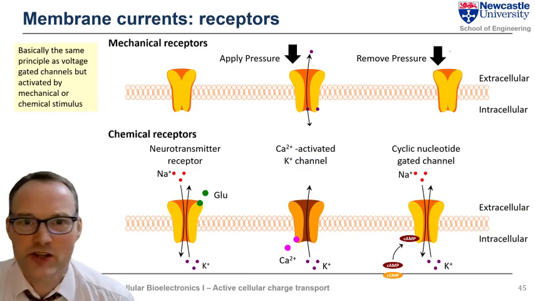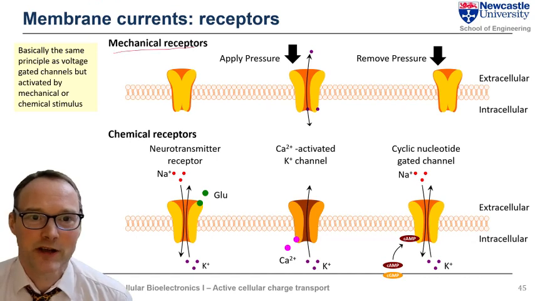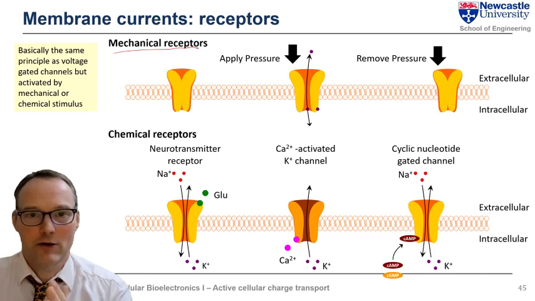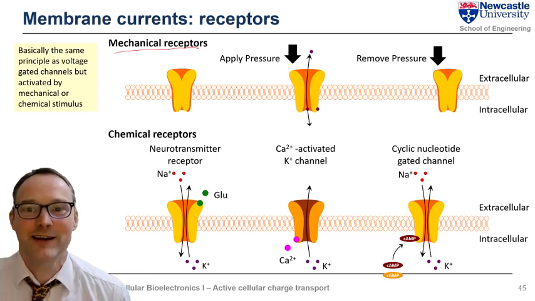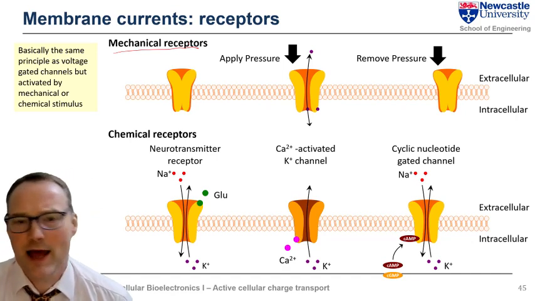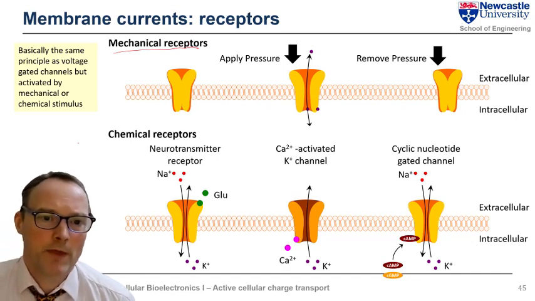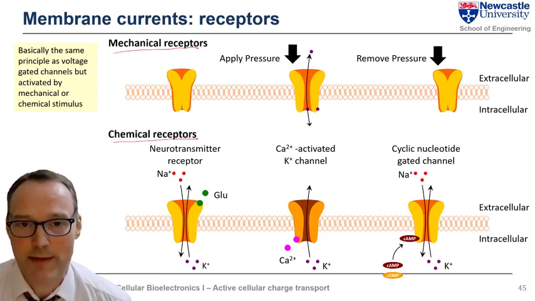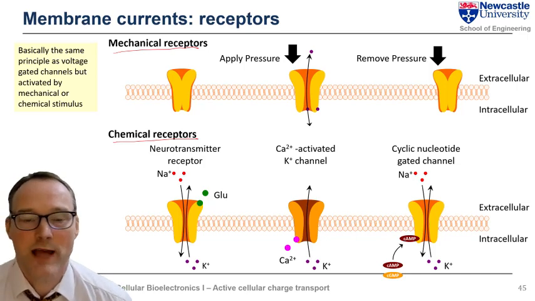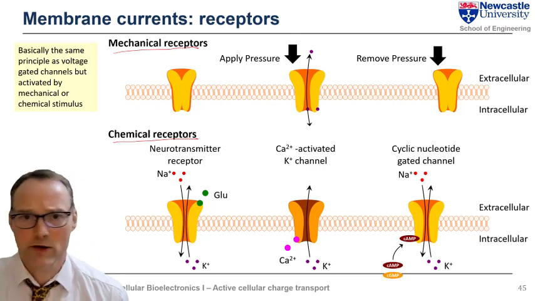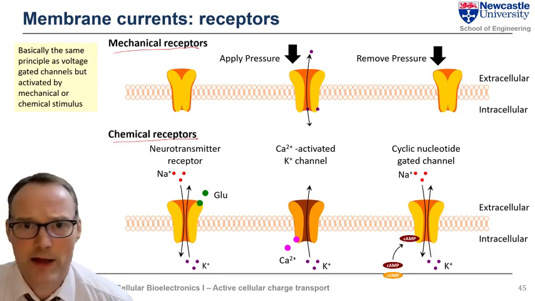A few other channels to note: mechanical receptors. These are things on your fingertips that sense pressure, and again, once the pressure goes in, ions can flow in and out of a cell, and this is one of our sensing mechanisms. There are related things to do with temperature, but the most important in terms of the basic cellular electronics are the chemical receptors, which will be very important later on, especially for neurons when we think of neurotransmitters, glutamate, serotonin, acetylcholine, GABA, and so forth.